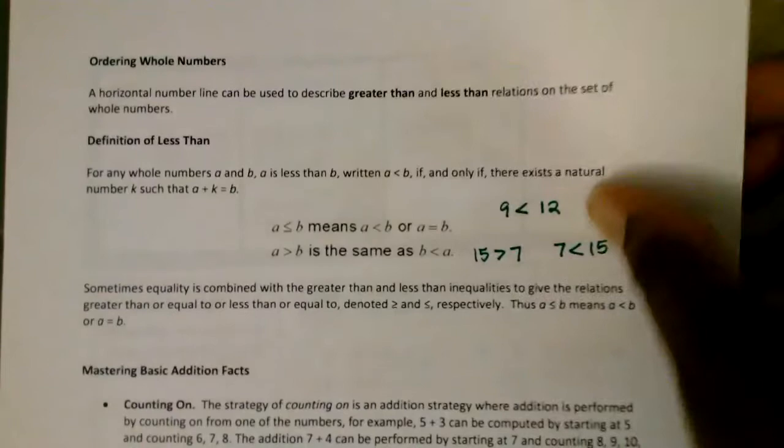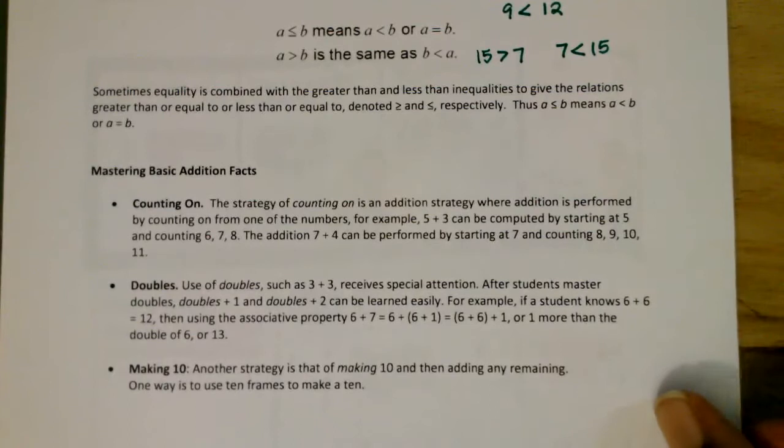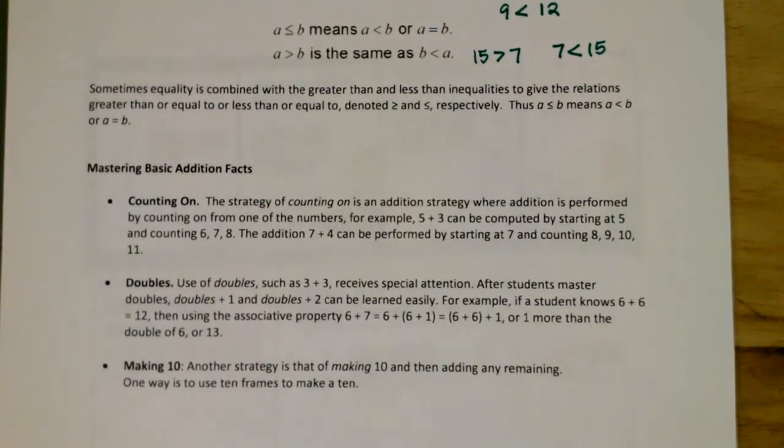All right, now let's look at how we can master basic addition facts. Okay. And these are just some strategies for mastering basic addition facts. One of them is the counting on approach. And that strategy of counting on is where addition is performed by counting on from one of the numbers. Like, for example, 5 plus 3. We can compute by starting at 5 and then counting to 6, then 7, then 8. So 5 plus 3 would be equal to 8.